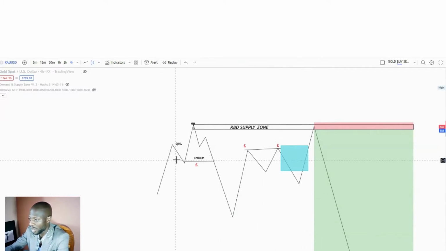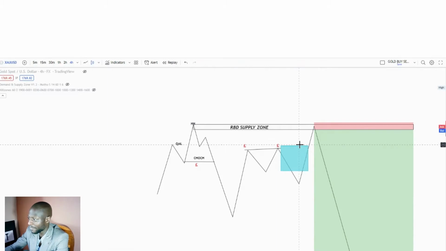So make sure that if it's a buy setup, you have a buy setup. If it's a sell setup like we have right here, make sure you have your QML low, high, or just a rally based drop supply zone. Then you have your Asian range right here. Wait for price to take out the low or the high of the Asian range, and then once price has done that, you wait for your confirmation.